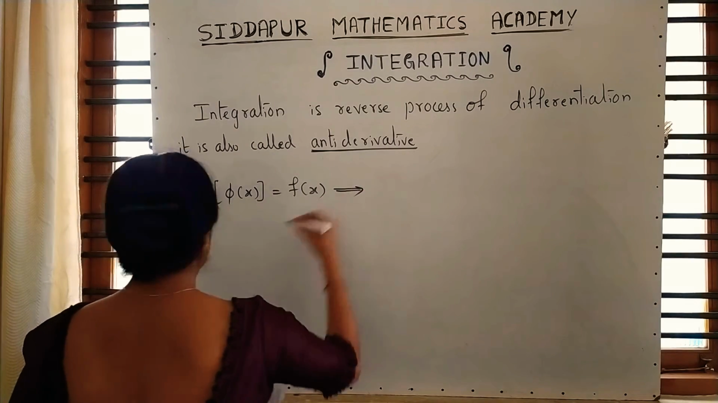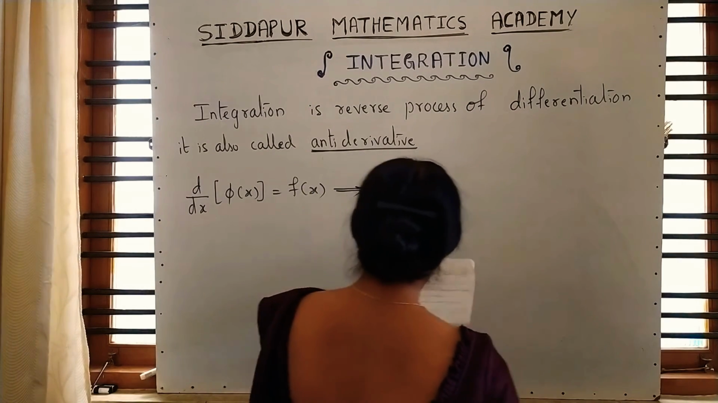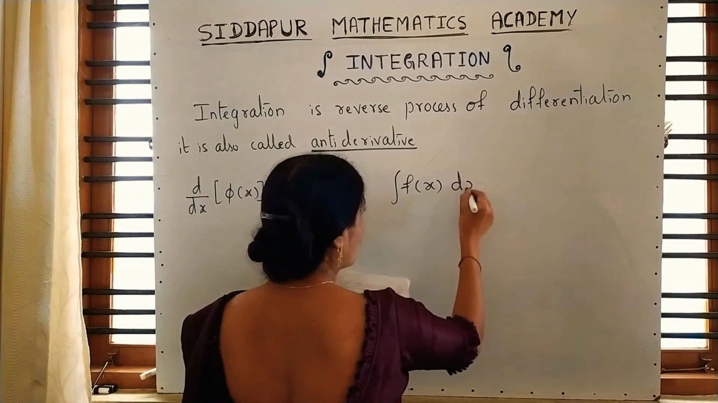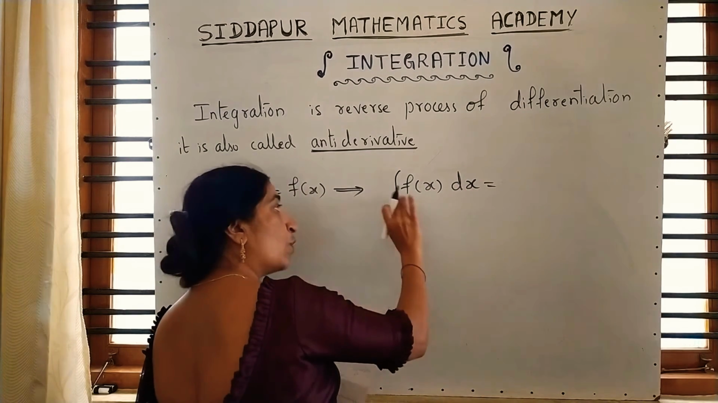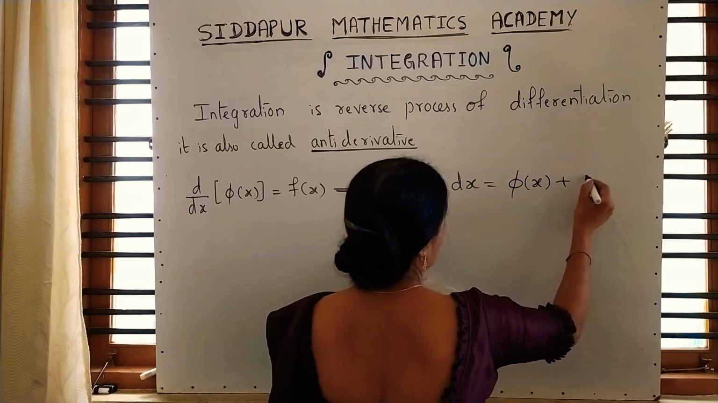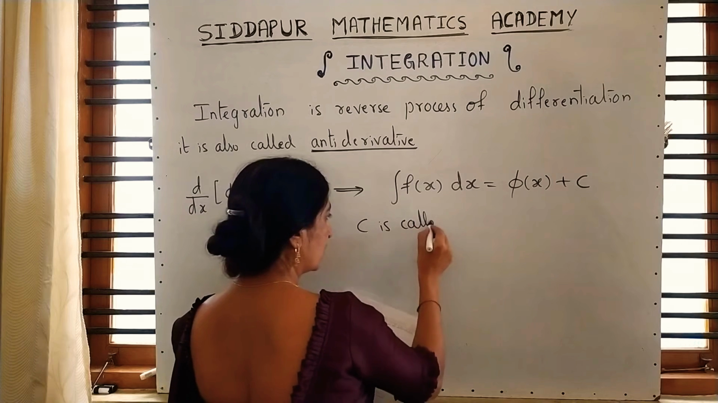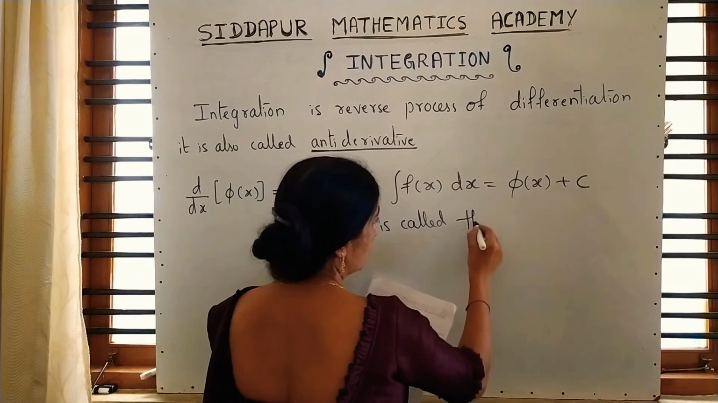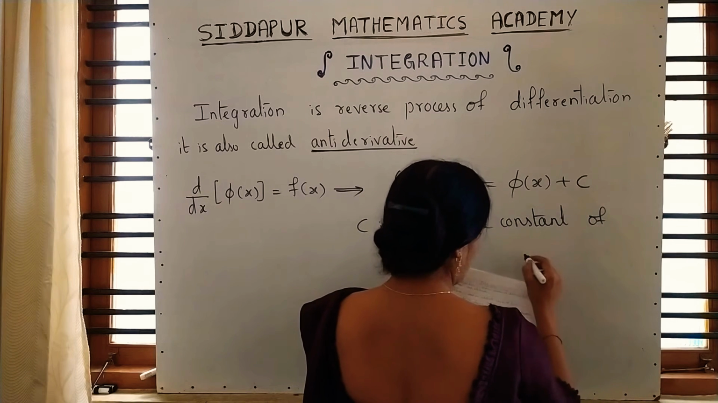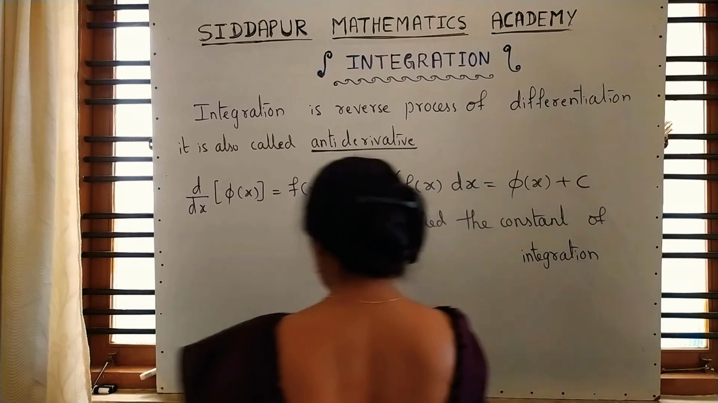Implies integration of f of x, and don't forget to write dx. Dx means you are integrating the function with respect to x, is equal to phi of x plus c. C is what? Integral constant. C is called the constant of integration. The constant of integration. Understood?